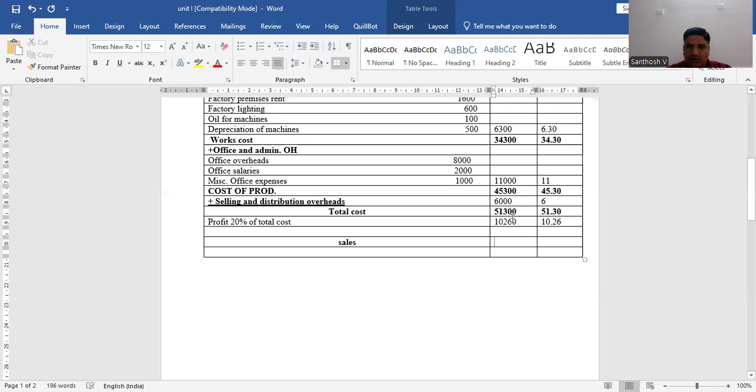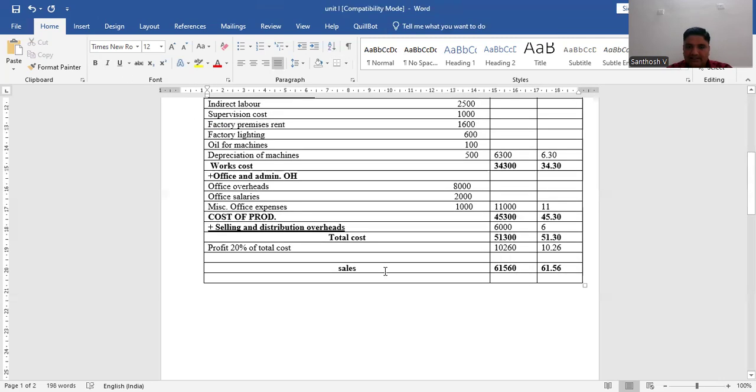So now you can add together. You'll come to know the exact sales, that is 61,560. In the last column, 51 rupees point 30 and then 10.26 added together, you will come to know 61 rupees 0.56. Okay, this is the final answer. The sales as well as profit you come to know.